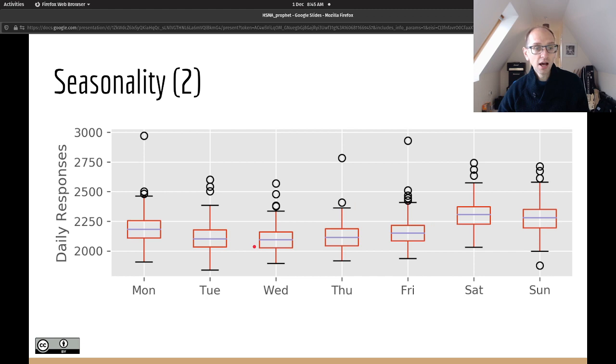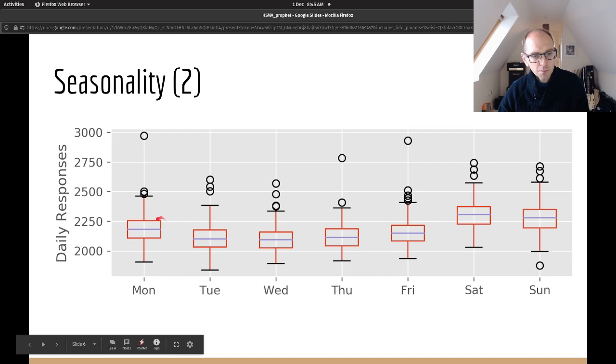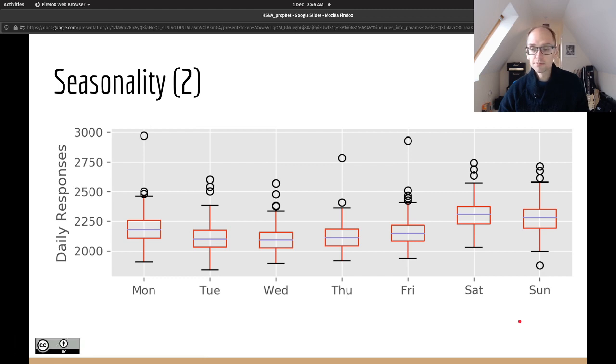Let's have a look at it on a daily level, like a day of week level. Well, what we can see is that the weekend has higher demand than the week. That's pretty clear. There's possibly a bit of a U shape here within the week, if we look at the medians, although that's debatable. But definitely the Saturday and Sunday is higher than the weekdays.